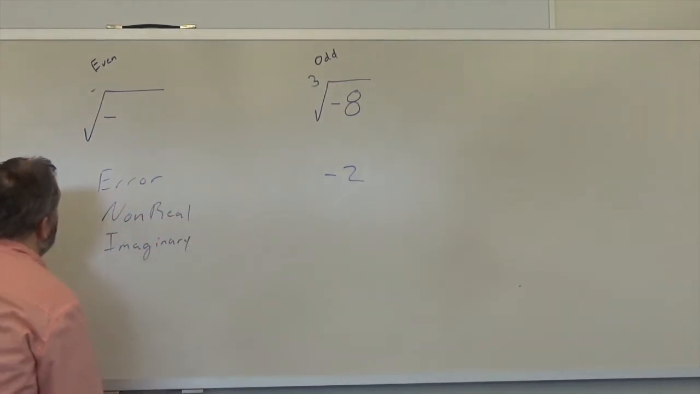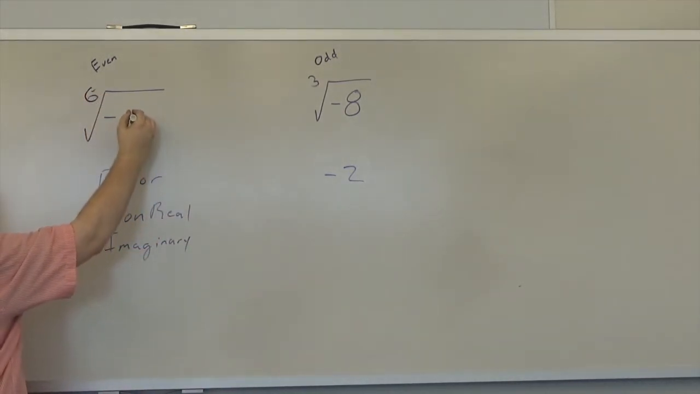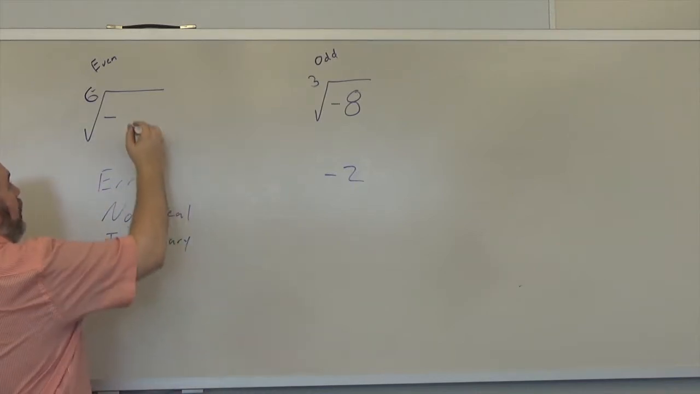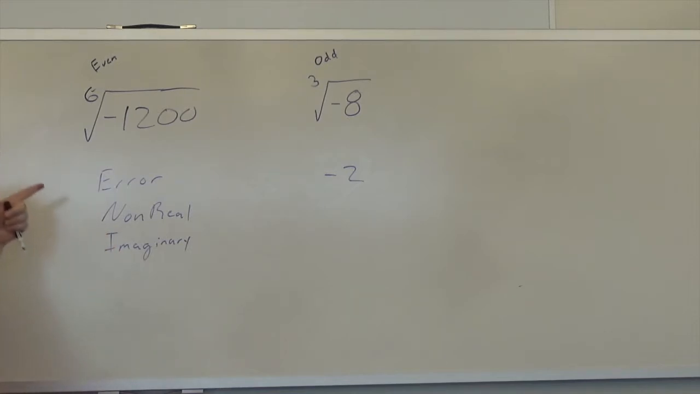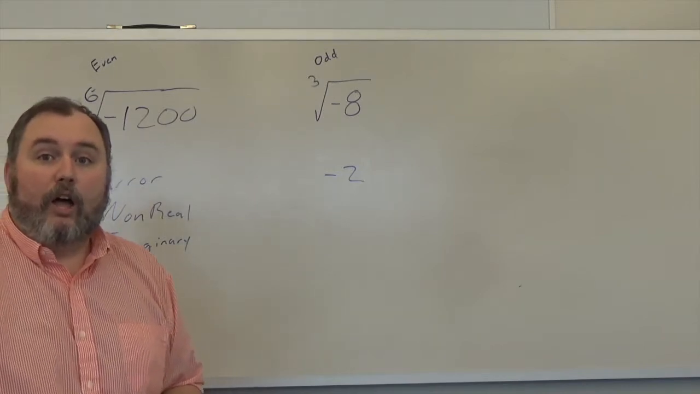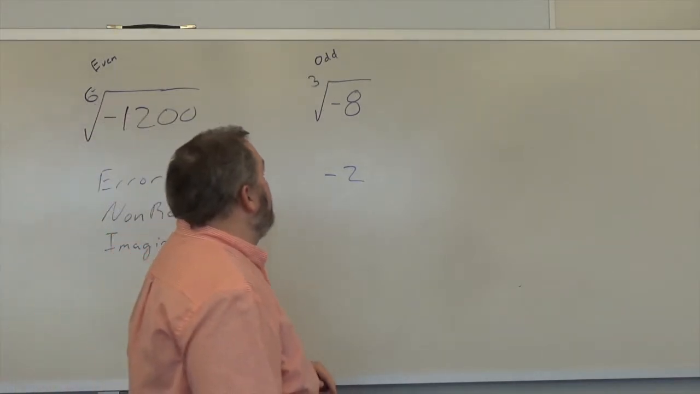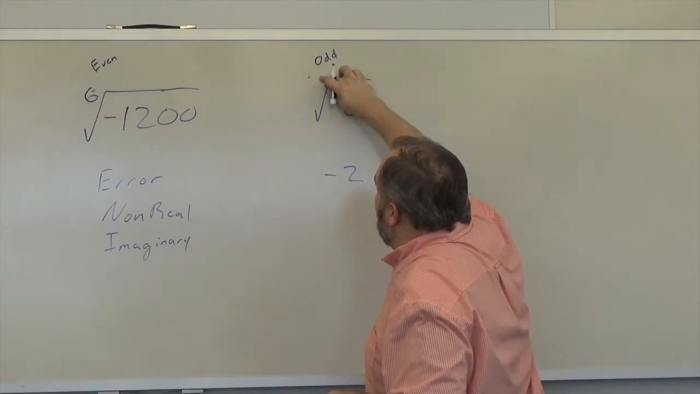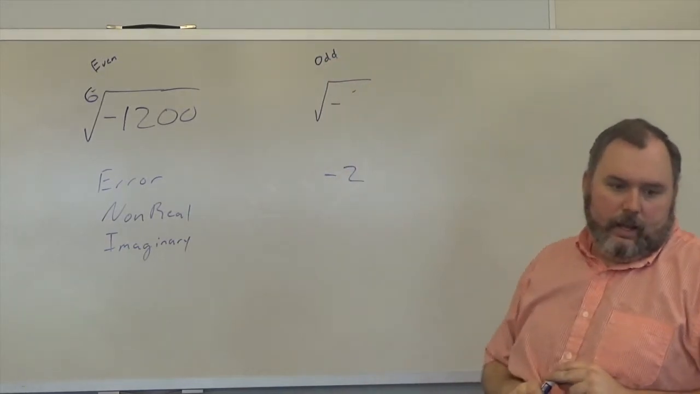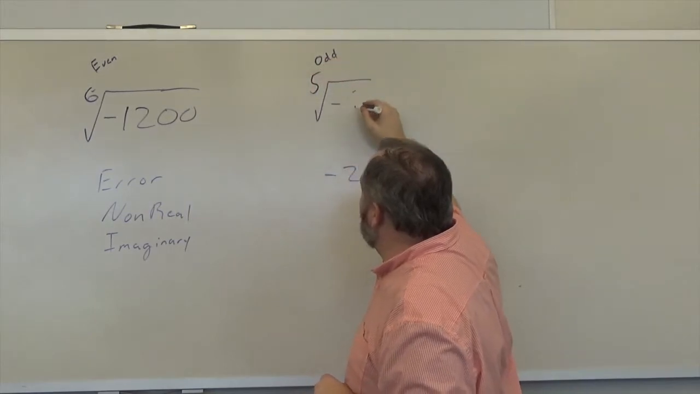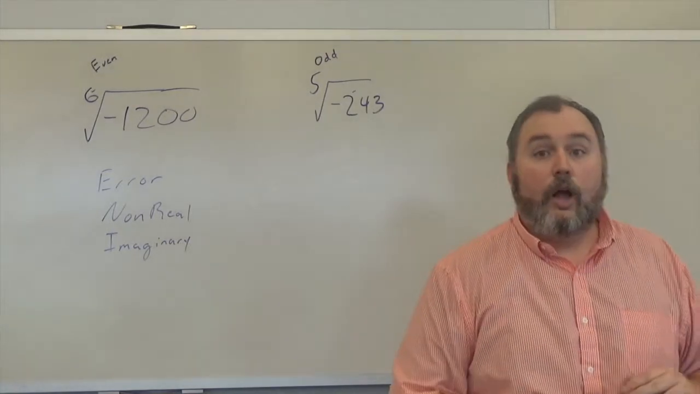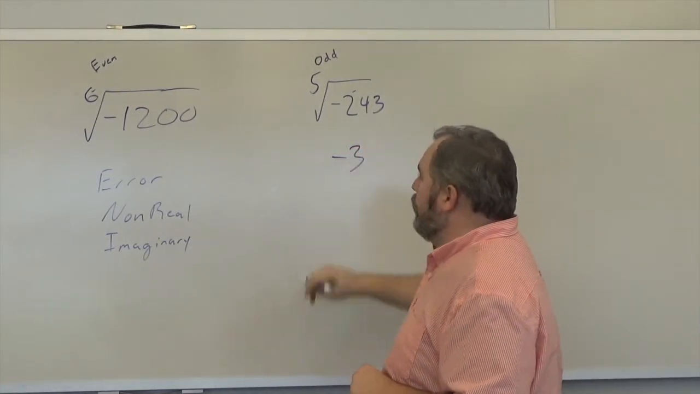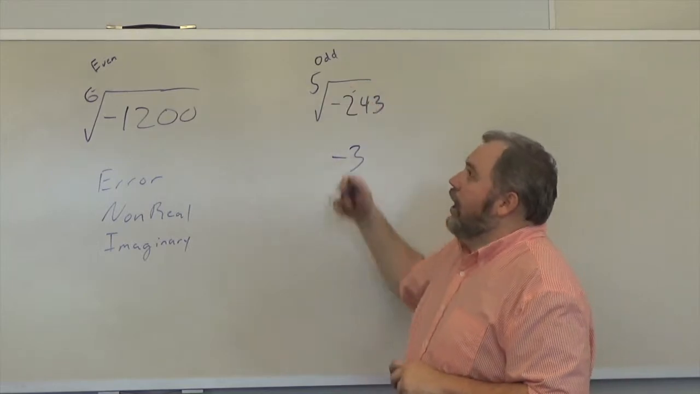All right, so let's just change the numbers around. If I were to go to the sixth root of negative, and I'm making this up by the way, 1200, you're still going to get an error. It will not work because this is an even root. You can never find the even root of a negative number. However, if I were to find the fifth root of -243, if we were to put this in our calculator, we would get an answer of -3. Why is that? Because it's an odd root.